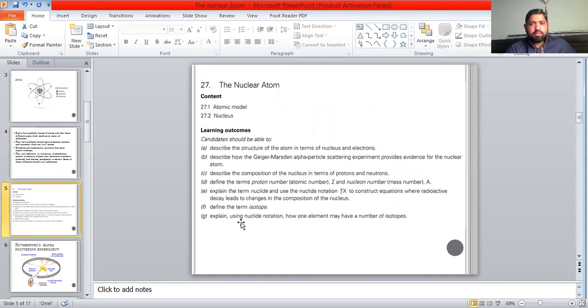So it has its learning outcomes in the syllabus. It has the structure of atom and Rutherford's experiment, and the composition of the nucleus and its atomic and mass number, and then its notation, and then we'll be defining isotopes, and we'll also be applying these isotopes to, like, isotopes of uranium. So we'll be discussing that too.